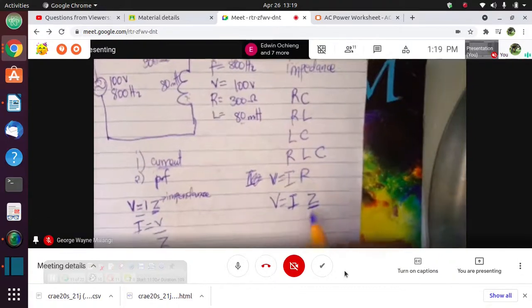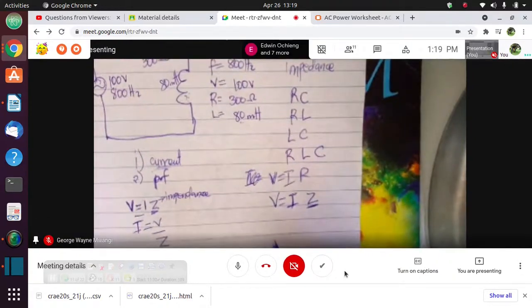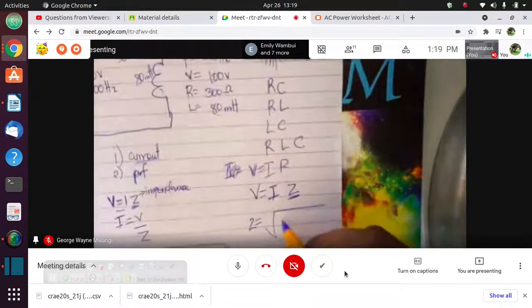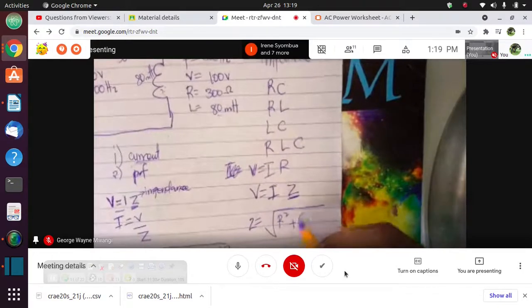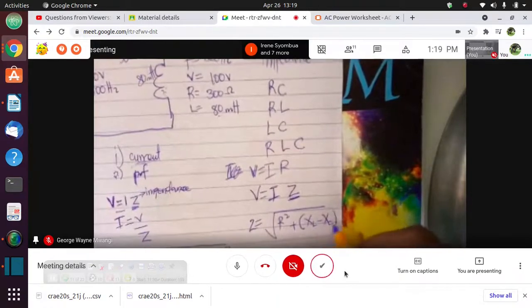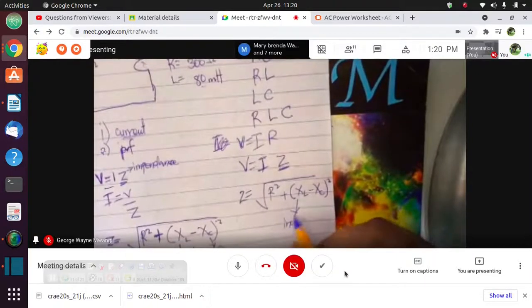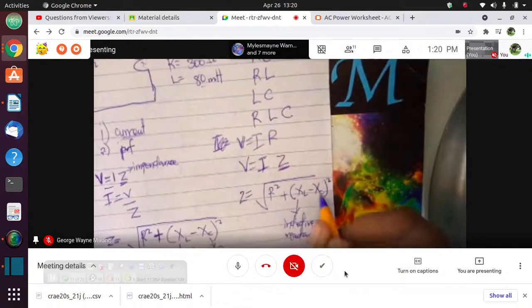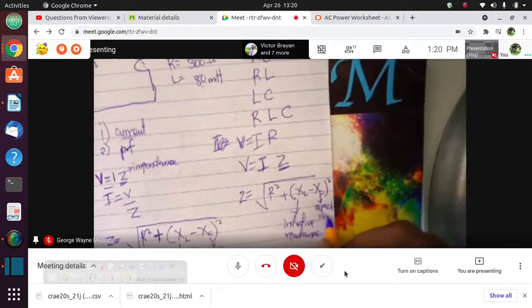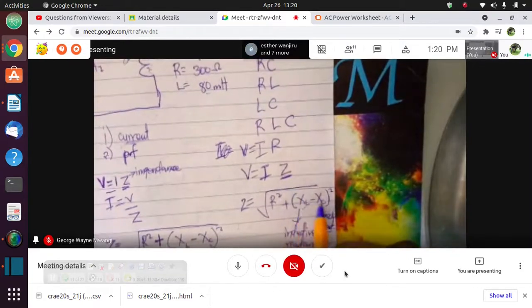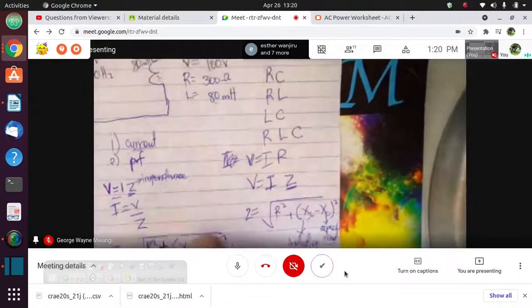Now, how do we find impedance in these circuits? We said that impedance is given by the square root of resistance squared plus XL minus XC squared, where XL is the inductive reactance and XC is the capacitive reactance. Now reactance is how a capacitor and an inductor oppose the flow of current in an AC circuit.